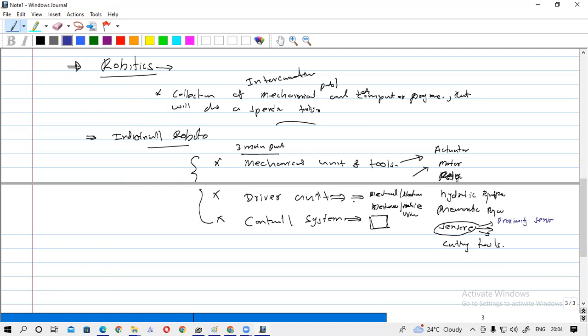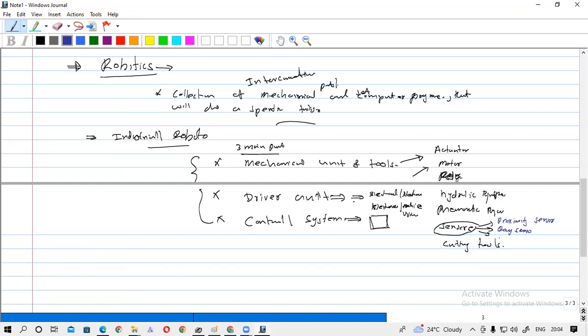Okay, actually that detects the object, the presence of the object without touching it. So those kinds of sensors are there. And there are some range sensors. They can measure the distance, like a radar, to a specific object.